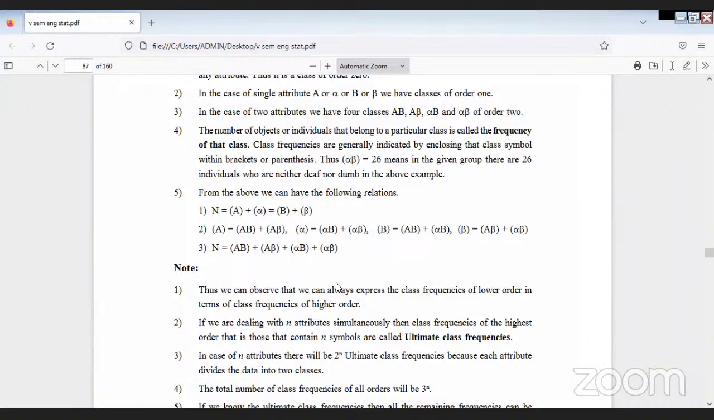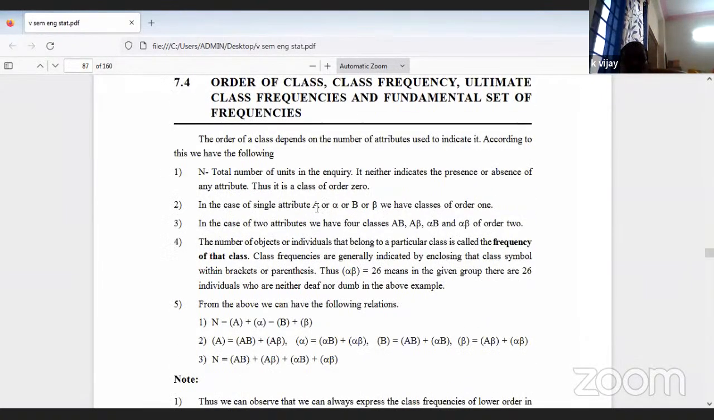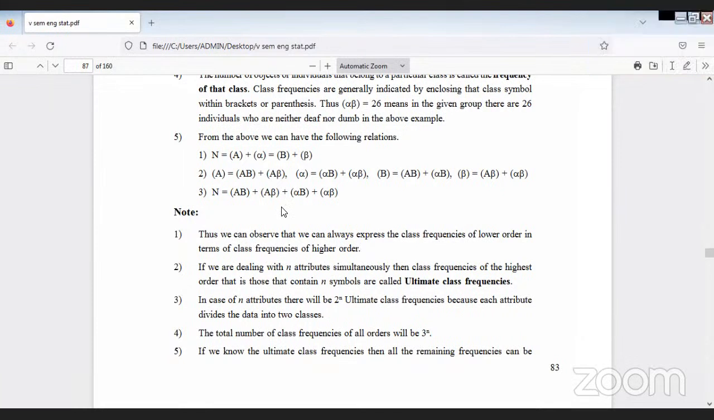This is theory. N is equal to A plus alpha is equal to B plus beta. Can I write it? The following relations hold here. See all of you. A plus alpha in one way, B plus beta in another way we take. A is equal to AB plus A beta. Alpha is equal to alpha B plus alpha beta. B is equal to AB plus alpha B. Beta is equal to A beta plus alpha beta. Whichever condition comes, that condition we take. Is it correct or not?